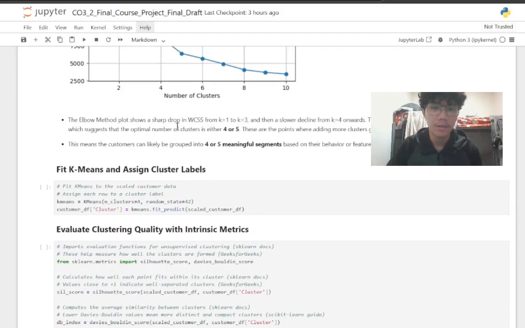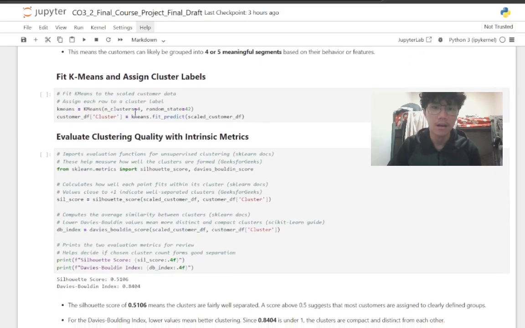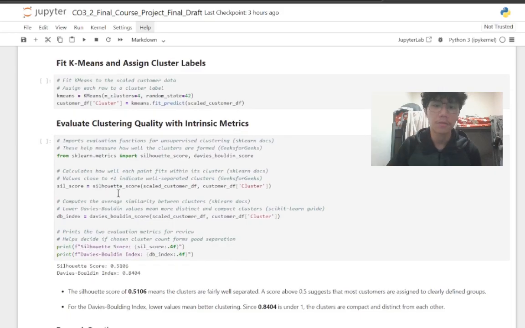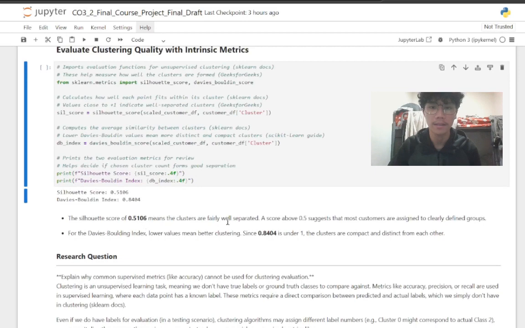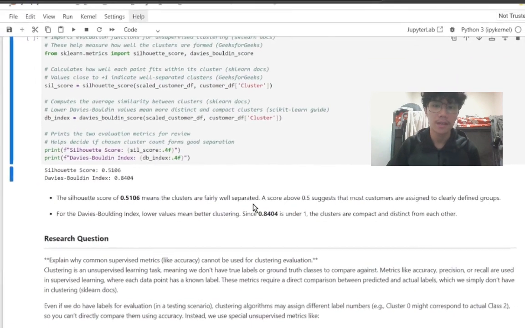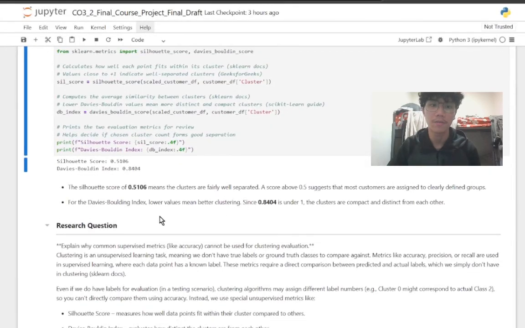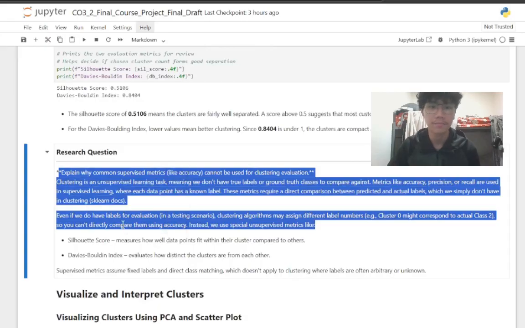Next, we evaluated our clusters using 2 key metrics, the silhouette score and the Davies-Bouldin index. Our silhouette score showed 0.51, which indicates that the clusters are fairly well separated. Meanwhile, the Davies-Bouldin index showed 0.84, which suggests that the clusters are compact and distinct. It's important to note that we can't use metrics like accuracy here because clustering is unsupervised, so we don't have pre-existing correct labels to compare against.